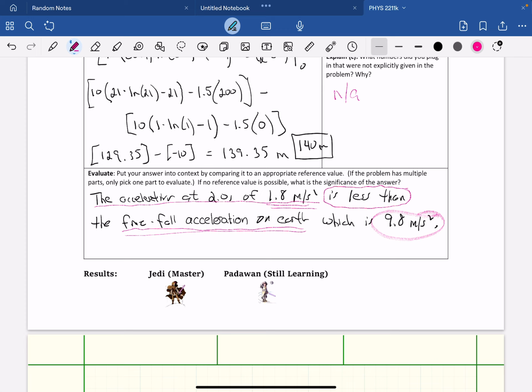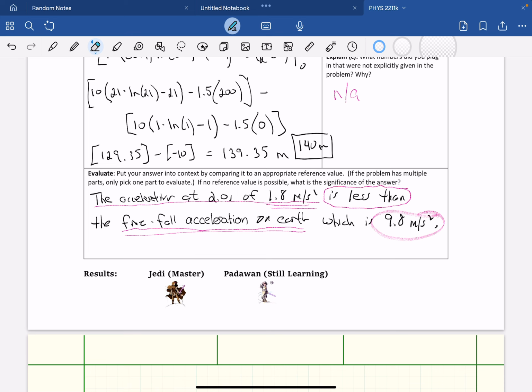So I'm really looking for 5 things in the evaluate section. What is the answer you're evaluating? What is the number of the answer you're evaluating? What is the thing you're comparing it to in words? What is the number you're comparing it to? And the actual comparison. Is it greater than, less than, or about the same? So these will be required for every problem this semester.